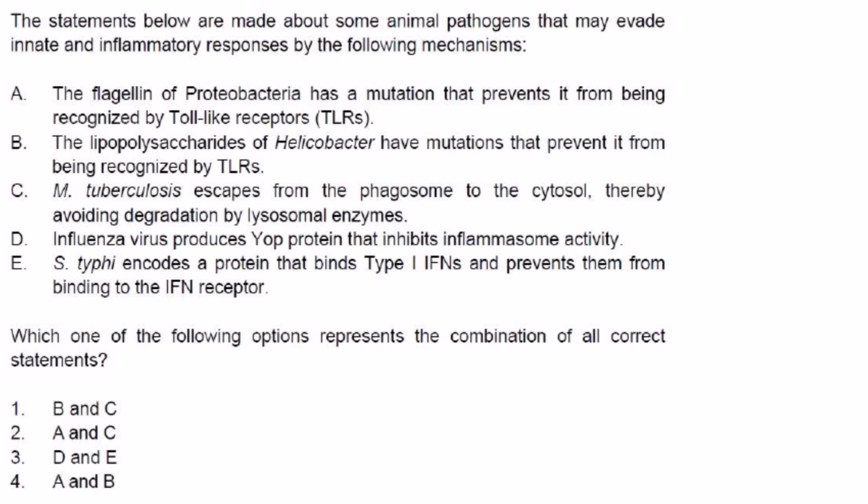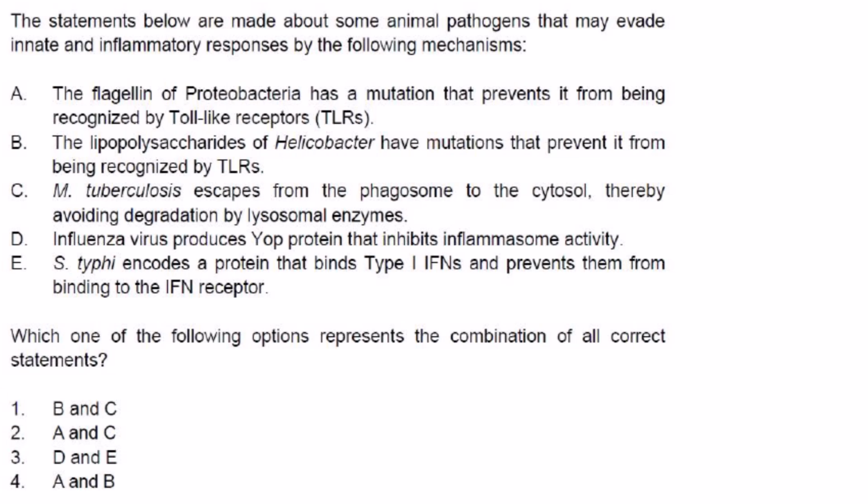So coming to the first question. The statements below are made about some animal pathogens that may evade innate and inflammatory response by following mechanisms. So some animal pathogens can evade the innate and inflammatory response by modifying some of their proteins, or through some mechanisms. You have to tell whether their modification will be the correct way, whatever they have modified, whether it is correct or not.